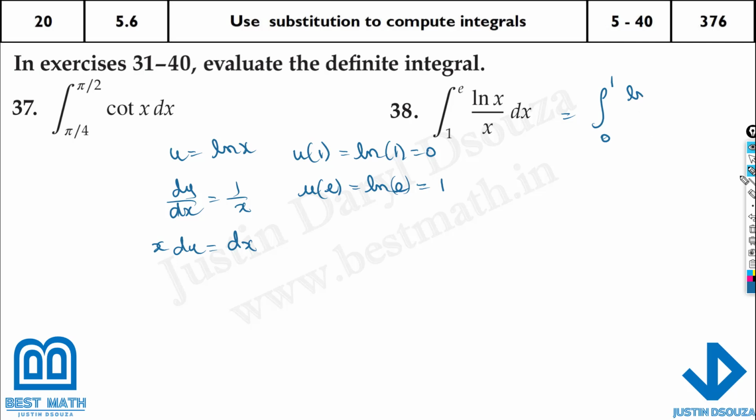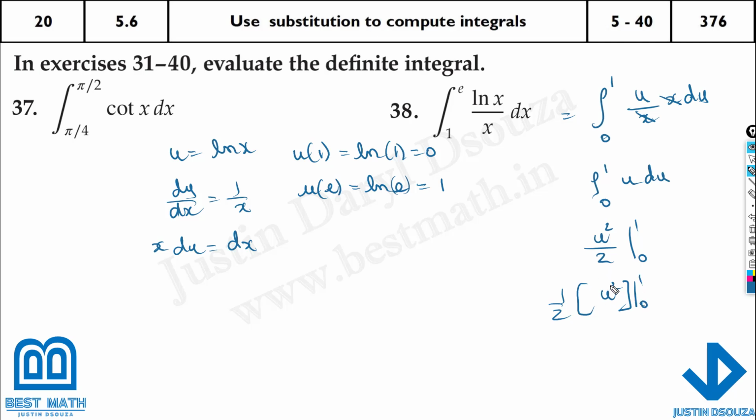Now let's write natural logarithm. That's u here. u divided by what is x? Let's write it for now. But the dx is converted to x times du, right? So x is cancelled off. So you have integral 0 to 1 of u du. What's the answer? It's u squared by 2. Apply the limit from 1 and 0. So I'll take this half outside, and you're remaining with u squared of 1 and 0.